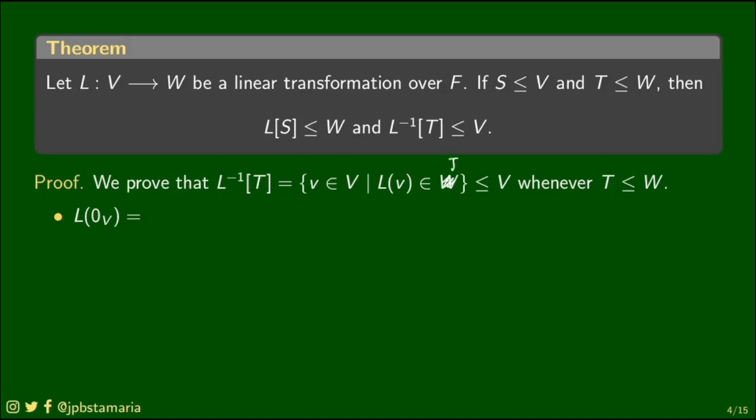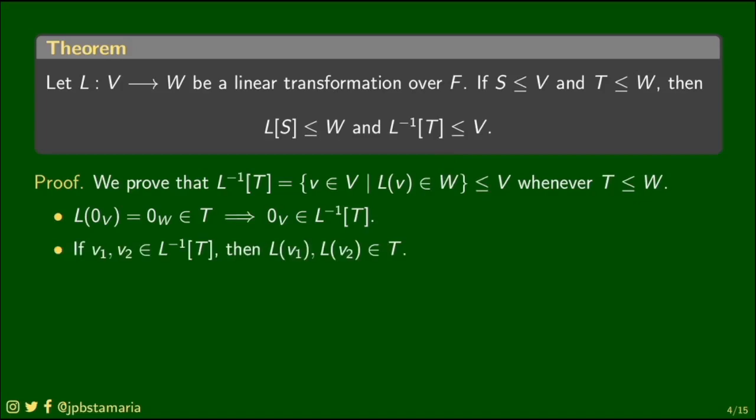First of all, because L is a linear transformation, L of 0_V is equal to the 0 of W, which in the first place is an element of T because T is a subspace. Because 0 was mapped to 0_W, therefore 0_V is in the inverse image of T. We now check for the closure under addition.